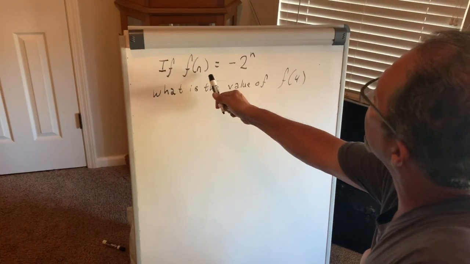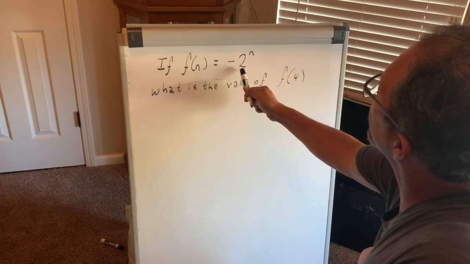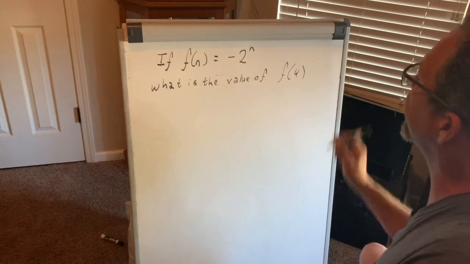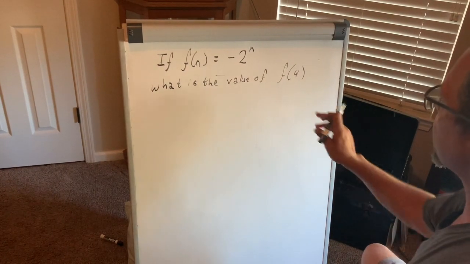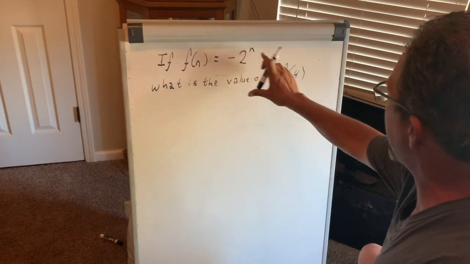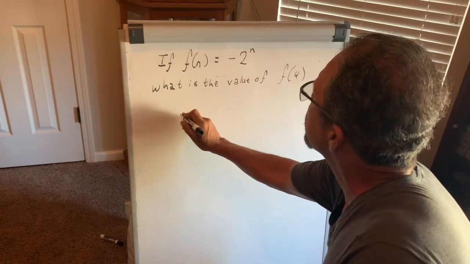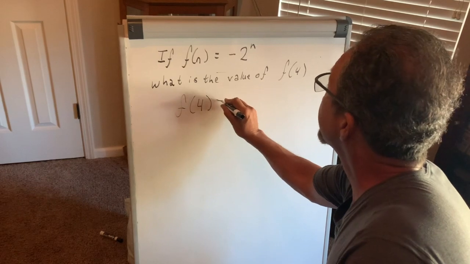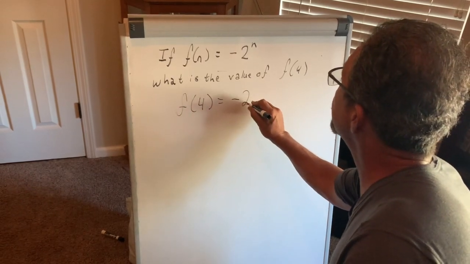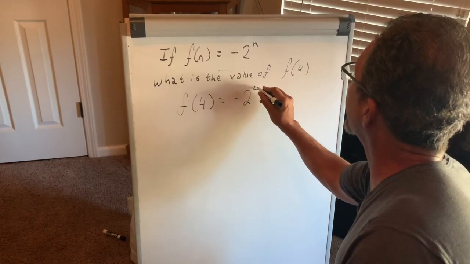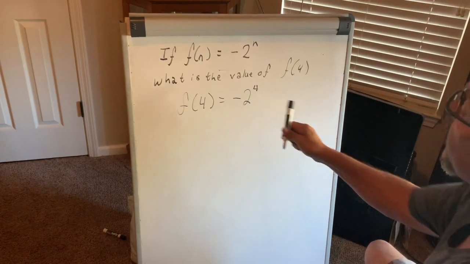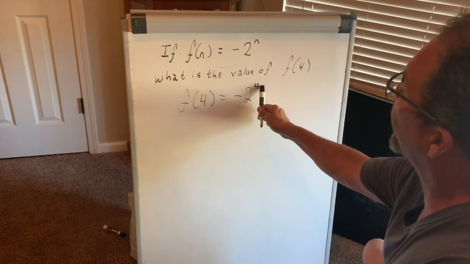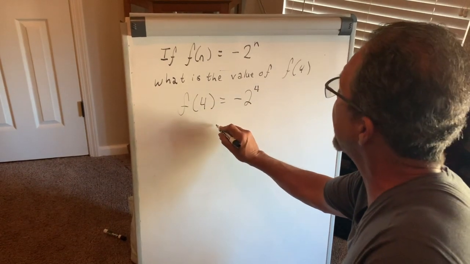If f of n is equal to negative 2 to the nth power, what is the value of f of 4? Now, to do this, all I have to do is replace the n with 4. So, f of 4 is equal to negative 2 to the fourth power. And we have to be careful here because this negative is not included. It's just 2 to the fourth power, then everything is negative.